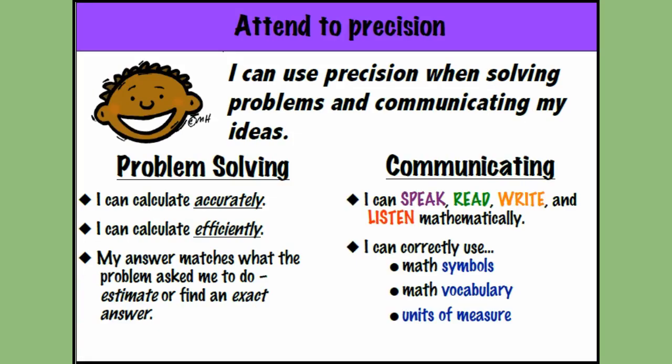The sixth math practice is to attend to precision. I can use precision when solving problems and communicating my ideas, accurately and efficiently. There's a lot of models out there that you might use and they will help you solve the problem. But when you get into more complex problems, they're not going to be as efficient as some other ways. So we've got to help you figure out how to attend to precision. And then another big part is estimating versus finding the exact answer. What's the question asking you to do?